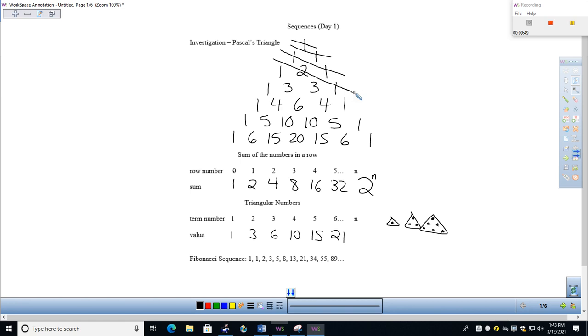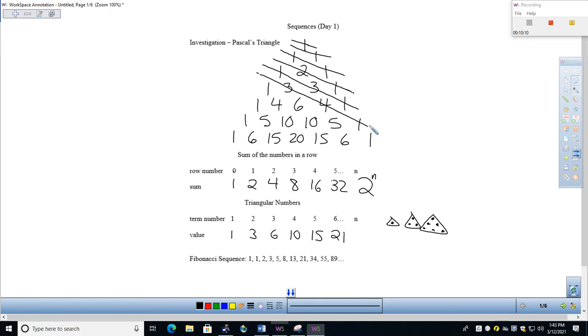But there's our 3. So the 2 and the 1 make the 3. 5 would be the next one, and again, trying to stay parallel with my line drawing there. 1, 3, and 1 make 5. And you can maybe see it at this point. There's my next one. 3, 4, and 1 make 8.